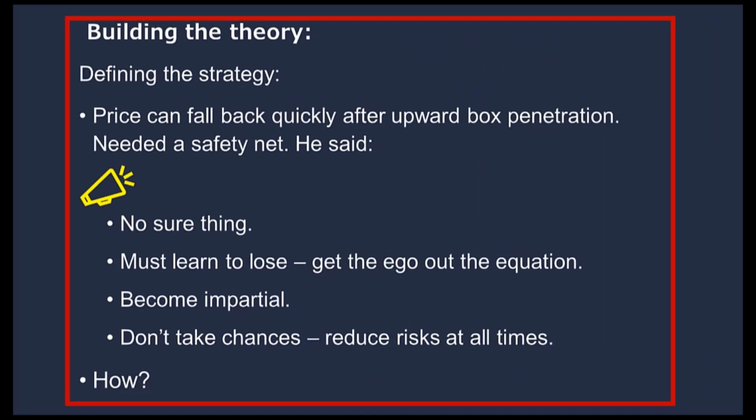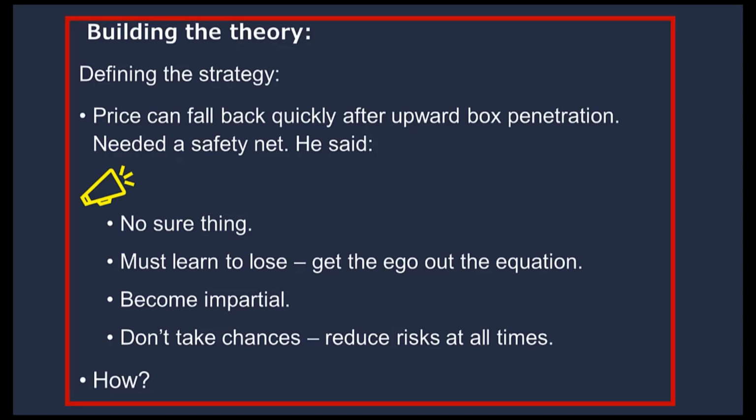Back to the rules, he also noticed that the price can fall back quickly after an upper box penetration, so he wanted to add in some sort of safety net. So if he was wrong, he wasn't going to lose a lot of money. He realised that there was no sure thing, and that part of his problem in the past was that he couldn't lose properly. He had too much of an ego in the whole mix, wasn't impartial, and took too many chances. So he had to negate some of those problems. He had to reduce the risks at all times.